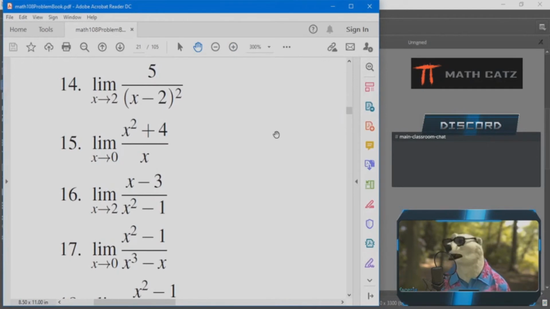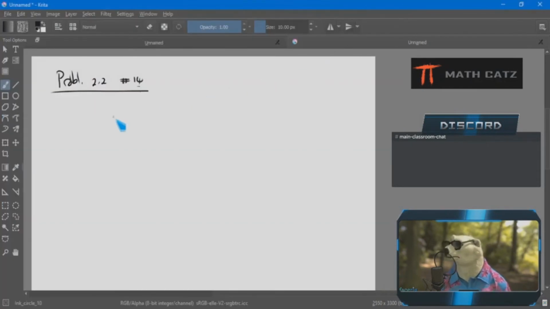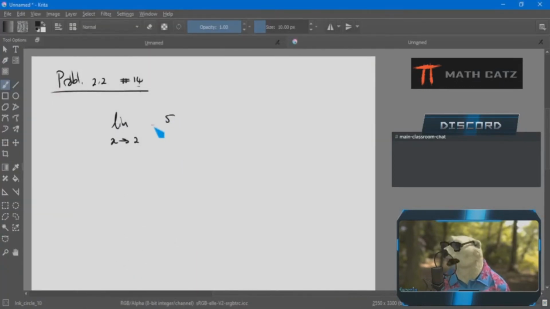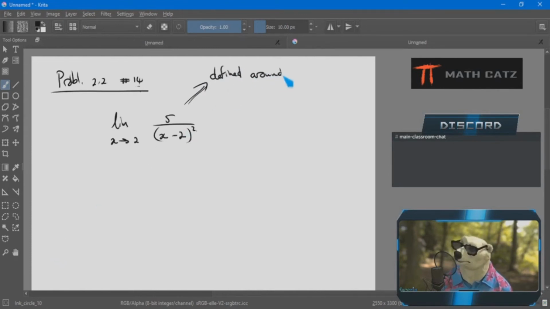Very similar function. Limit, x now goes to 2. X approaches 2. I already forgot the function. 5 over (x minus 2) squared. So the first thing I should check, I want to get into the habit, though rarely it's an issue: is this function defined around x equal to 2?